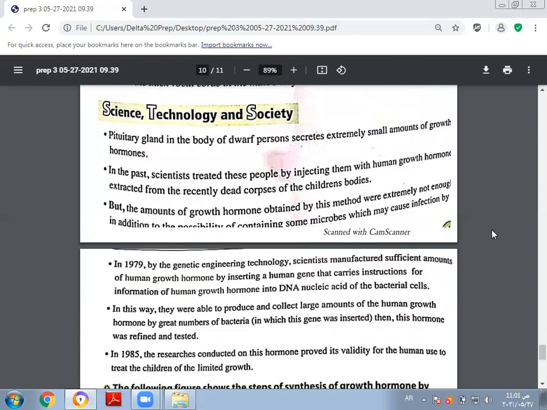But the amount of growth hormone obtained by this method was extremely insufficient, in addition to the possibility of containing some microbes which may cause an infection. So it was not the best way to extract the growth hormone.